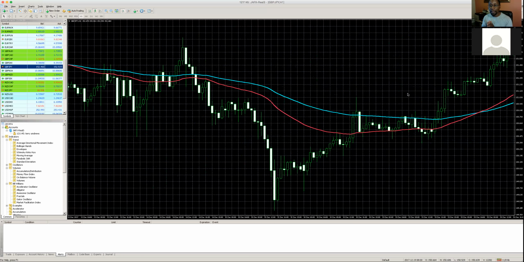This is the key right here. If the alligator mouth is wide open, he's still eating, he's still hungry. So if you look right here, the alligator mouth is wide open, he's eating. He's getting fat and happy.